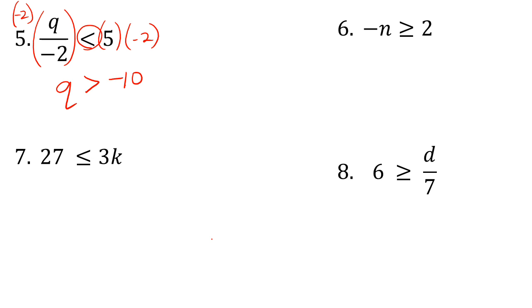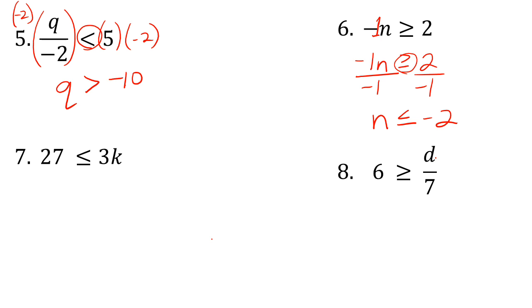So number 6 is really interesting. So what you have here, if the coefficient is not written in, it's assumed to be 1. So we have negative 1n is greater than or equal to 2. So we divide both sides by negative 1. Negative 1 divided by negative 1 is just positive 1 now. So we're left with n. We flip our sign. So less than or equal to negative 2.